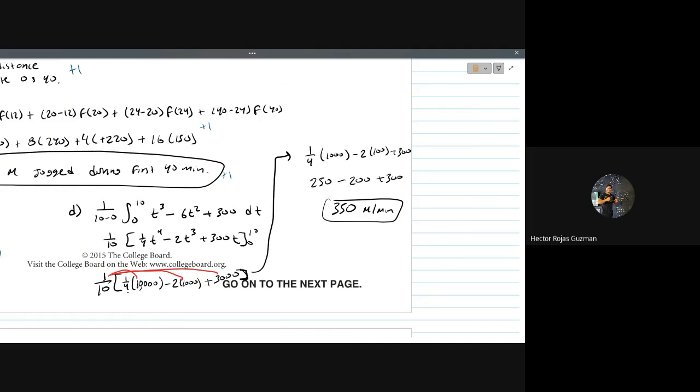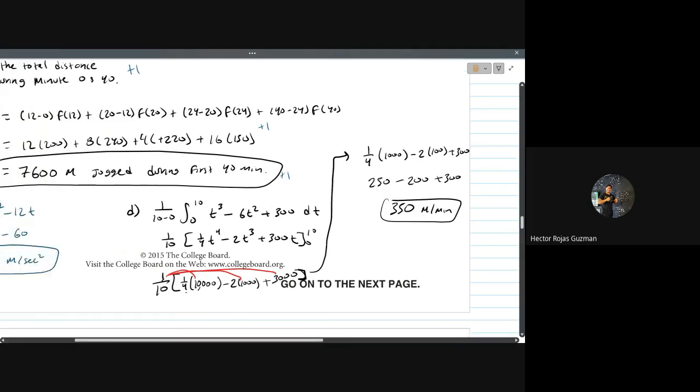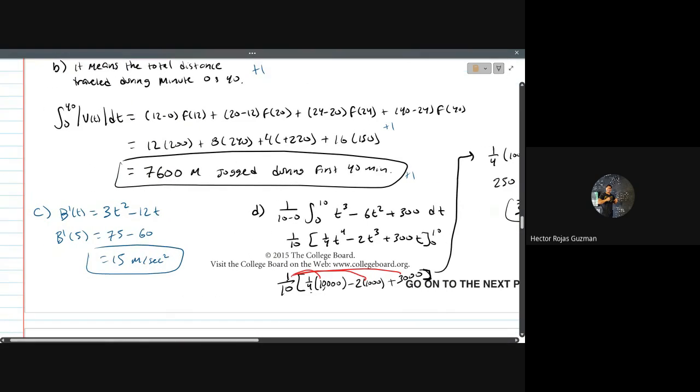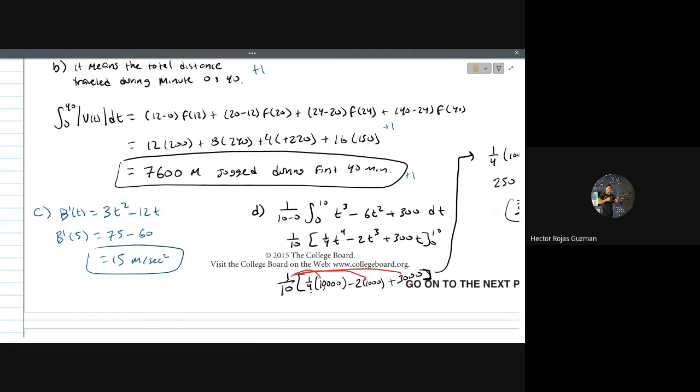Wait, for part C, what? Oh, did I? Why? Oh, it's meters per minute. Thank you, thank you. Meters per minute squared. Good catch. Thank you very much.